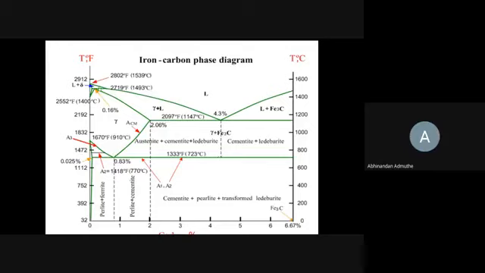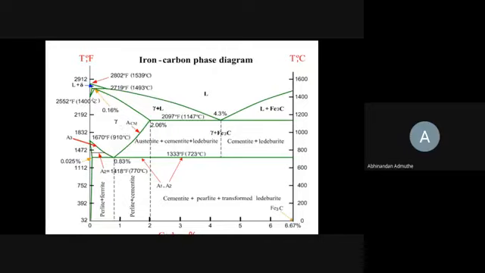Similarly, this is a liquid to solid transformation. So liquid plus solid 1, which we call delta, transforms into solid 2, that is gamma. This is a different solid. So delta is BCC, whereas gamma is FCC. So both the solids are different. So again, this is a liquid to solid transformation.